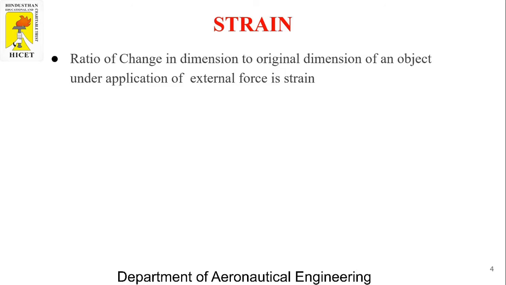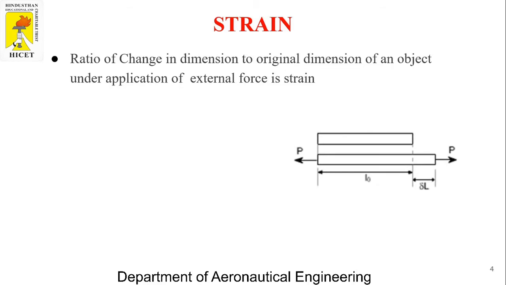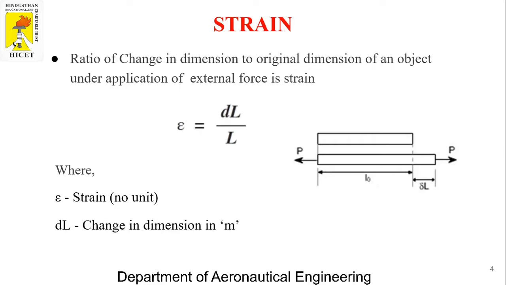Next we'll see strain. Strain is defined as the ratio of the change in dimension to the original dimension of an object under application of external force. When you are applying a tensile load on your body, if L is the original length of the body and it extends by del L, that elongation is given as del L, where strain is given as epsilon is equal to del L by L, where epsilon is the strain, del L is the change in dimension and L is the original dimension.